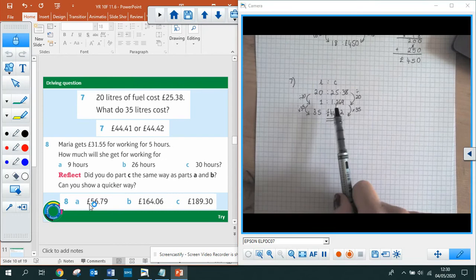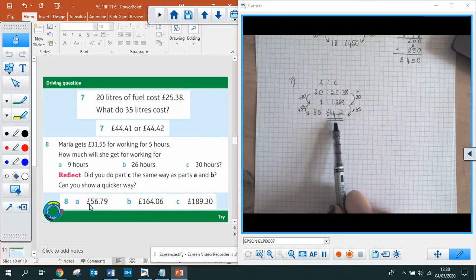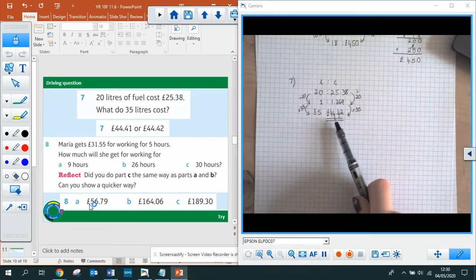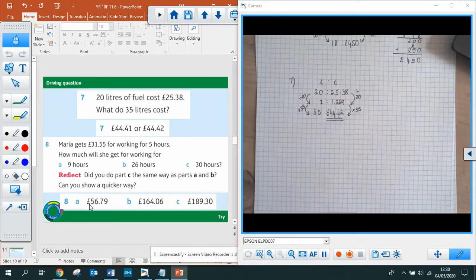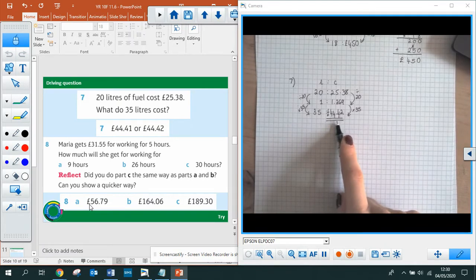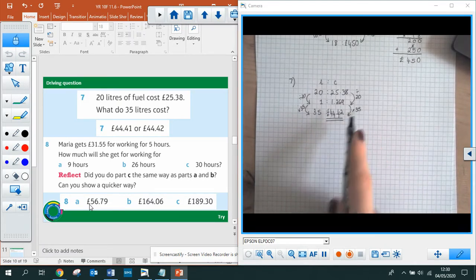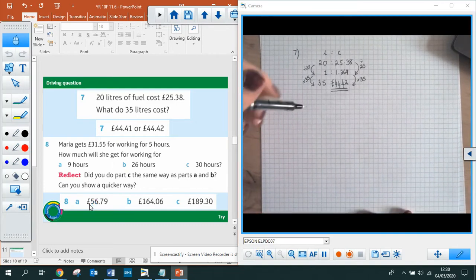I didn't round at this point, which means I got 44.42 here. If you did round at that point, you may have got 44.41. That's still okay, they've given you both answers. Because I didn't round, I rounded my final answer rather than during my calculation. And it's 2 decimal places because it's money. We don't have 3 decimal places in money. So that's question 7.